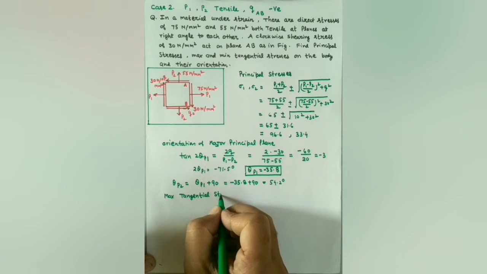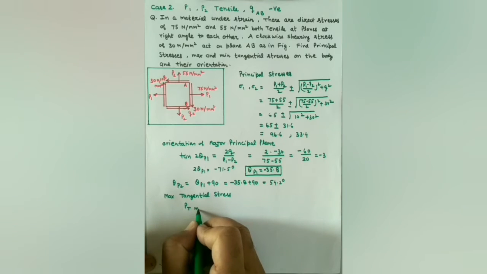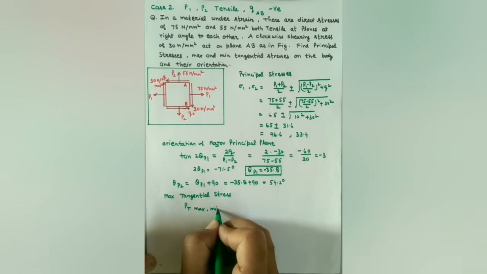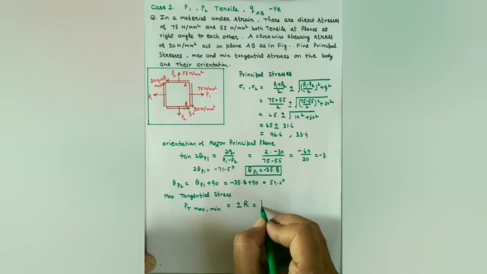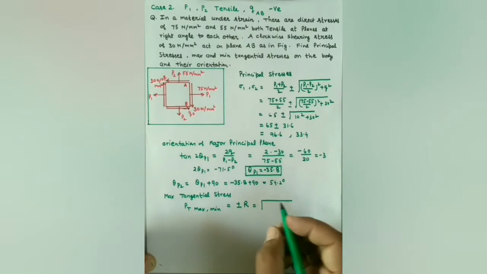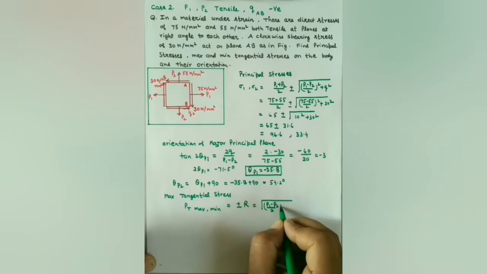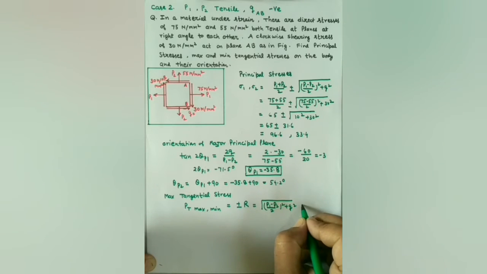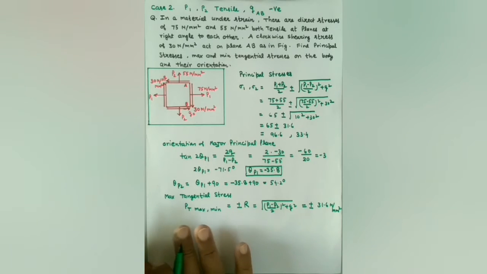Now the maximum tangential stress. PT max as well as PT min are given by plus or minus R, where R is the quantity under the root in the expression of the principal stresses, which we have already calculated, plus or minus 31.6 Newton per mm square, which is the square root of the value of (P1 minus P2) by 2 whole square plus Q square.